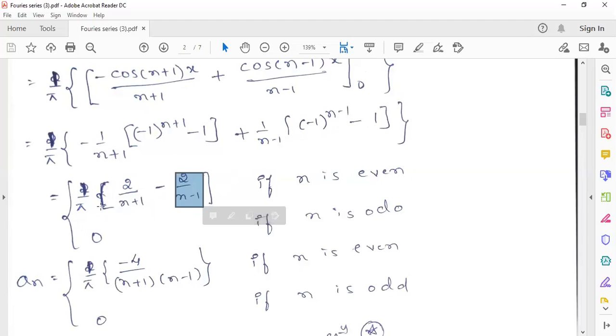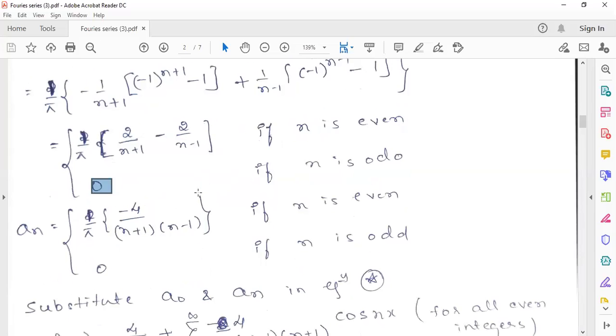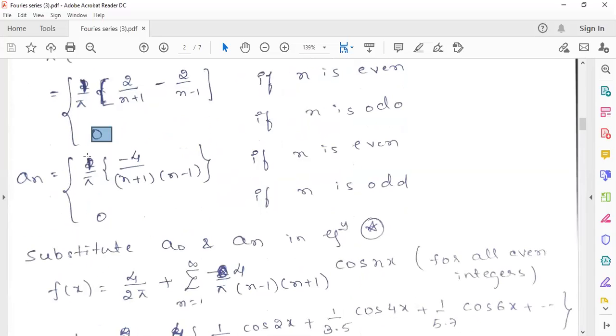Outside, 1 by pi was there. So it will be 0 whenever n is odd. So just to simplify this one, take the LCM and cross multiply. If you simplify, you will get the value for even integers as 1 by pi into minus 4 by (n plus 1) into (n minus 1). And it will be 0 for all odd integers.